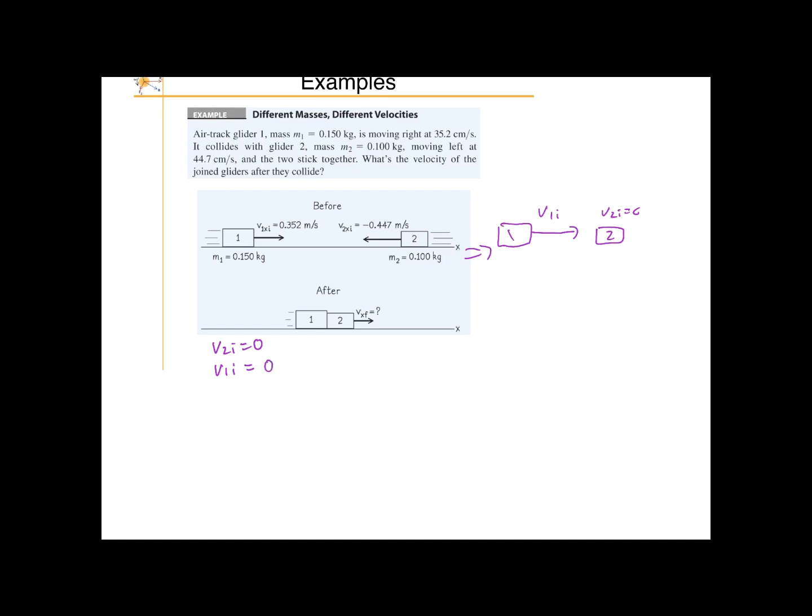So this one will be 0.352 plus 0.447 meters per second. And when we add that together, we get 0.799 meters per second. And we have m1, right? m1 is 0.150 kilograms. We have that m2 is 0.100 kilograms. And we are trying to find the final speed v. So we'll find it in one reference frame, and then we'll switch back to the other reference frame.